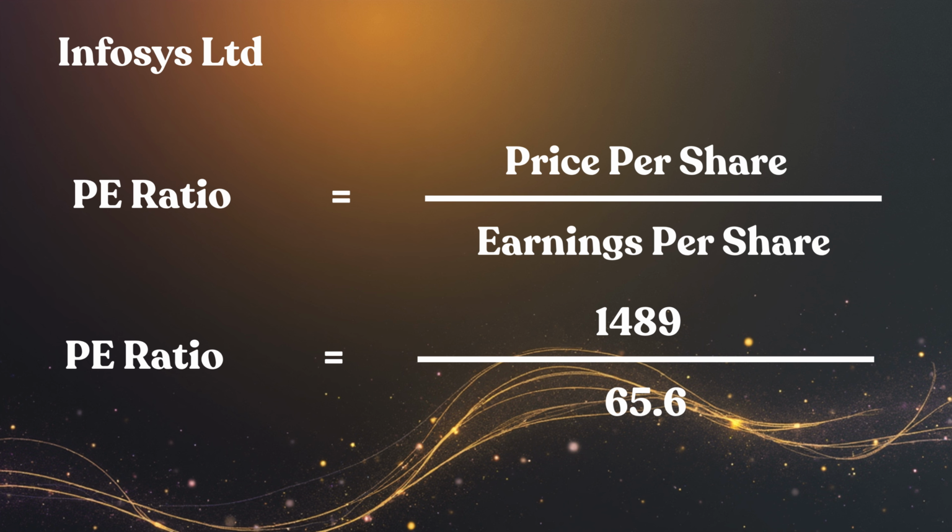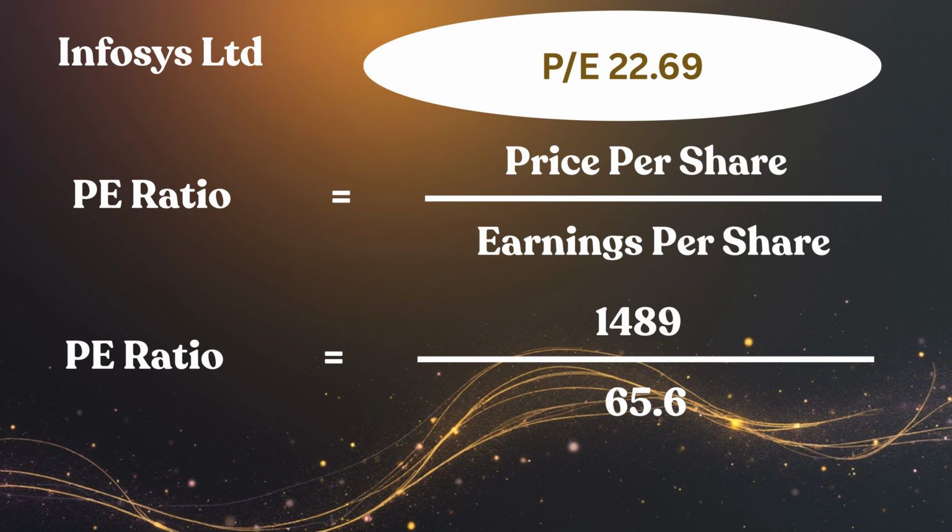Example one is Infosys company. Infosys Limited provides consulting, technology, outsourcing, and next generation digital services to enable clients to execute the strategies for their digital transformation. The share price is around 1489, and the earnings per share based on last 1 year data is 65.6, and the PE ratio, 1489 divided by 65.6, gives you a PE ratio of 22.69.